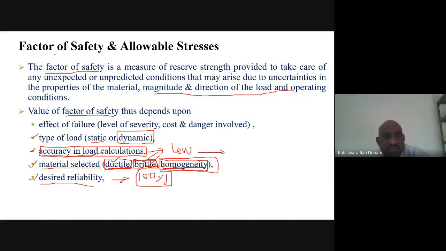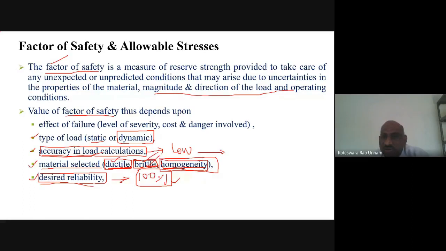In that case, I need to go for a higher factor of safety. But in practice, we cannot take every component as having 100% reliability. If you want 100% reliability, then you need to consider a higher factor of safety. With a higher factor of safety, there may be some problems. If the factor of safety is very high, the size of the component will become very large. And if the size of the component is very large, then obviously the cost of the component will increase, and other costs will also increase.